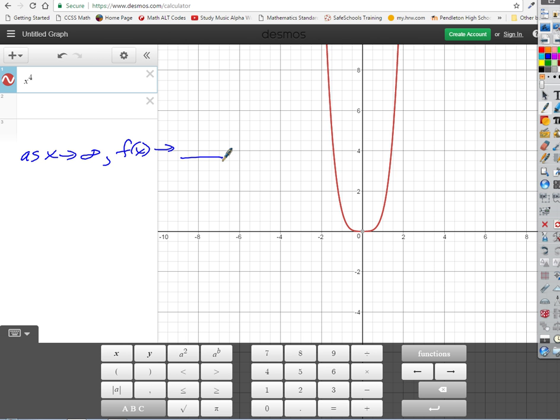Infinity. Yeah. We can see it from the graph. Can we see it from the function? If f of x equals x to the 4th, does it make sense that if x is approaching infinity, now take this with a grain of salt. This is a little trick that we do in calculus.